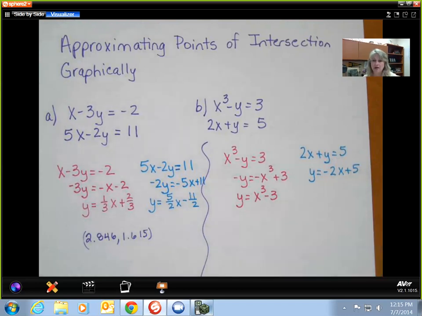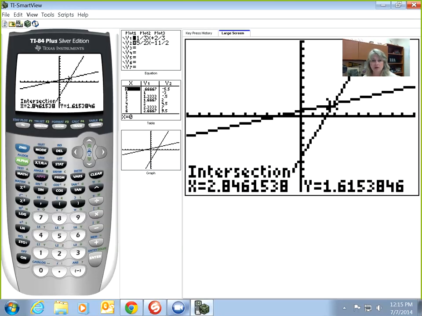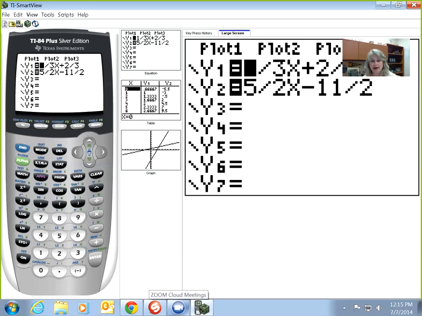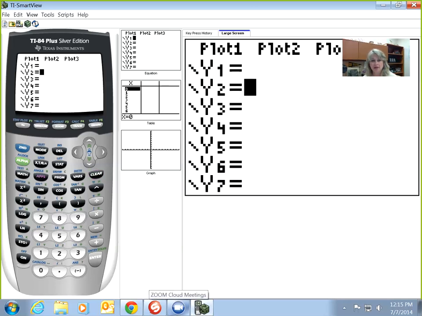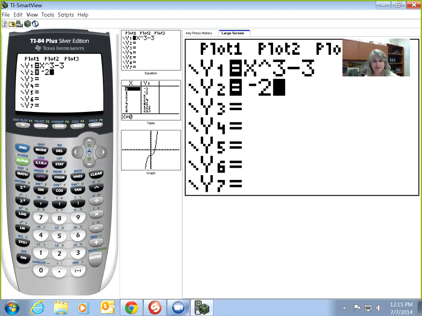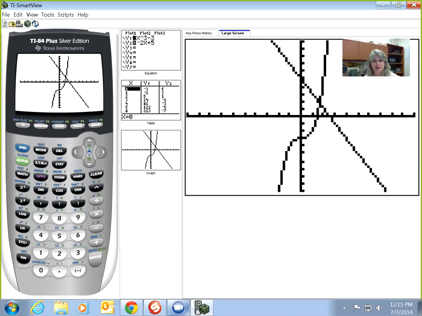Let's go back to our calculator. We're going to go to y equals. I'm going to clear out those two equations. Don't need those anymore. All right, so the first one we said was x to the third minus 3. And then the next one was -2x plus 5. We're going to graph both of those. Notice here's our cubic function, and then here's our line with the negative slope. They're only intersecting in one place.